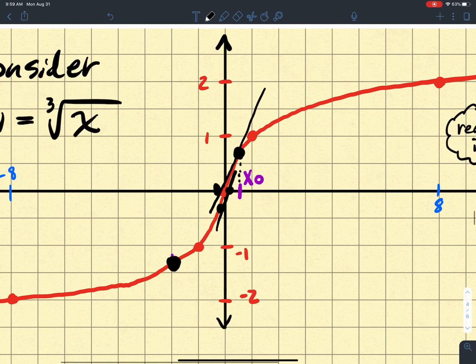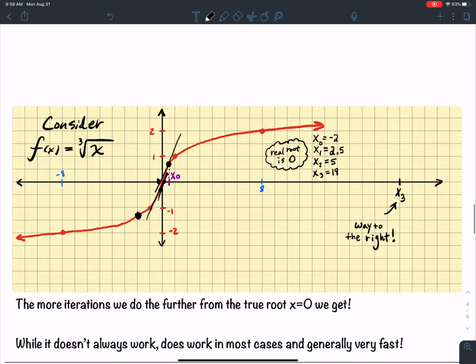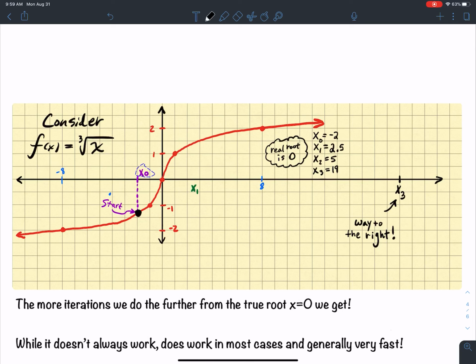So there's a point at which, if you pick an x naught close enough, and maybe it's at these dots that I've located right here, your tangent line actually will converge in on the true zero. So it's all about the x naught that you start at, and if you pick a good x naught, you should be able to converge. Okay? All right, guys.